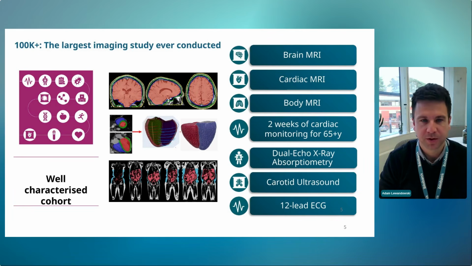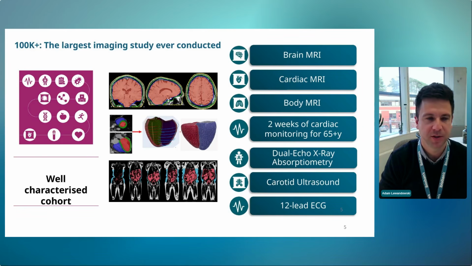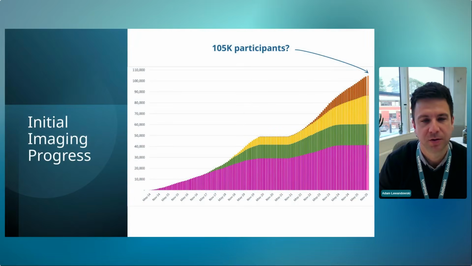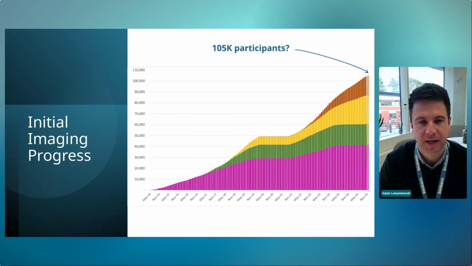The incredible thing about this was designing a protocol that was scalable, so it could be achieved within the timelines, but also in a standardized way across imaging centers. UK Biobank has 4 imaging centers: Newcastle, Reading, Bristol, and Cheadle, which is just outside of Manchester.